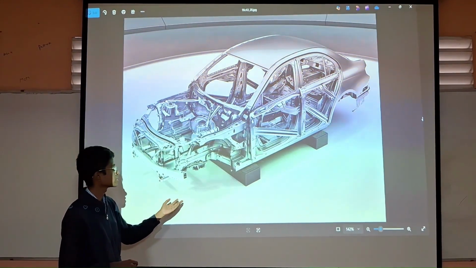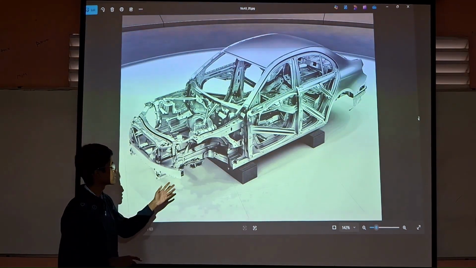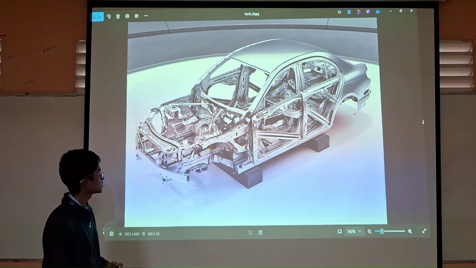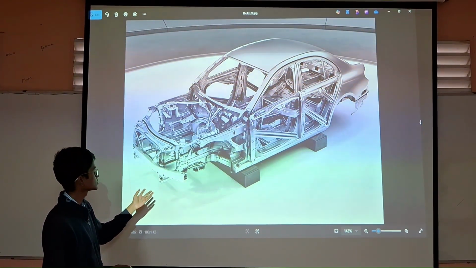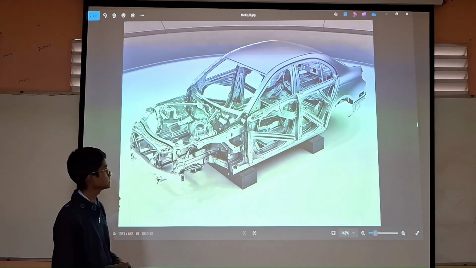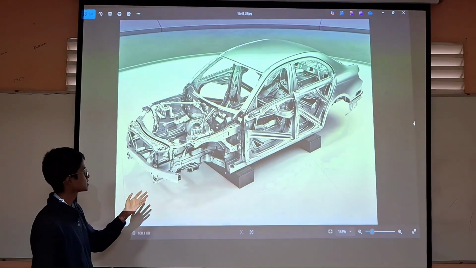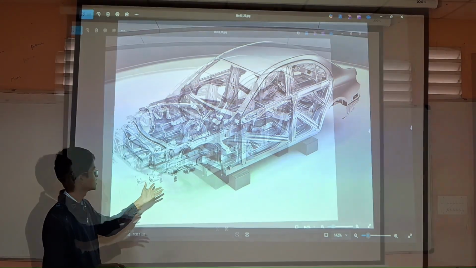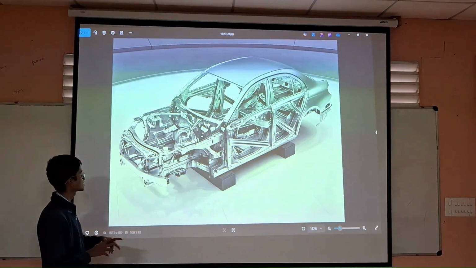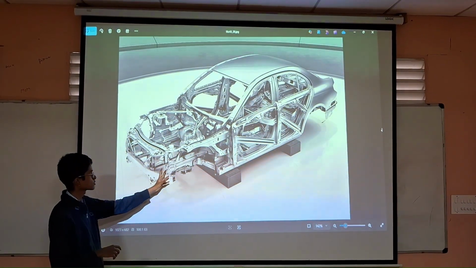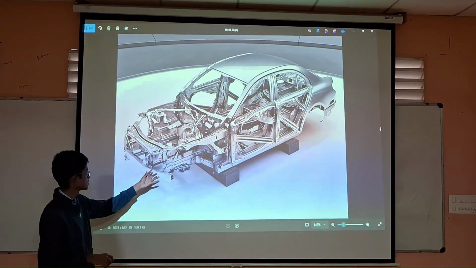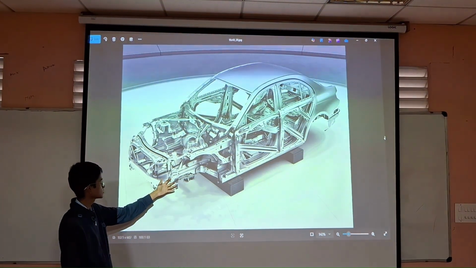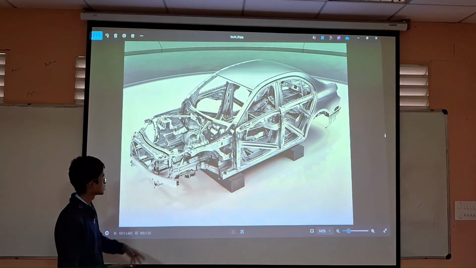Coming to its advantages, its CG is low, it has better crumple zones at the front and the rear side, and it is better at handling. This monocoque chassis has heavier subframes at the front and the rear to support the chassis mounts, the steering system, the suspension, and the wheels.